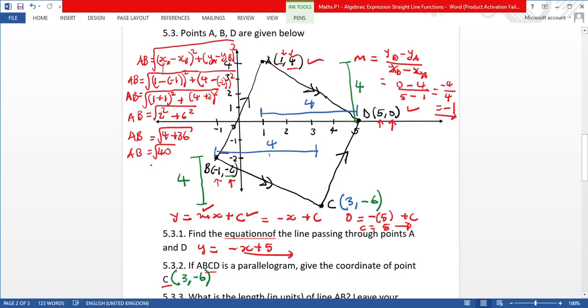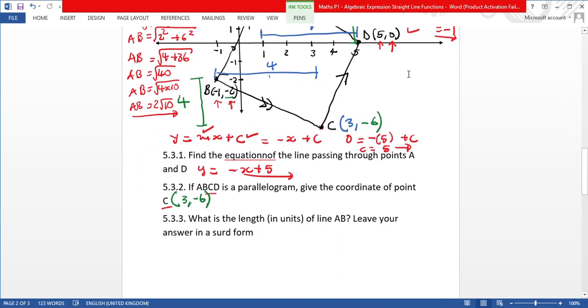So basically you can also simplify this to say AB is, 40 is the same as 4 times 10 under the square root, and say AB, the square root of 4 we know is 2, then the square root of 10 you can just leave it as that, and say the answer is 2 square root 10. That's the answer. So here you can write the answer as AB is equal to 2 square root 10 units.